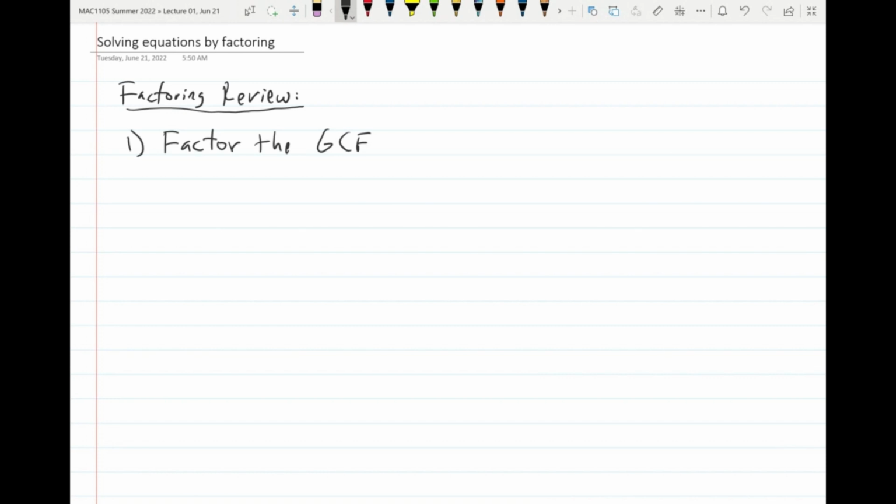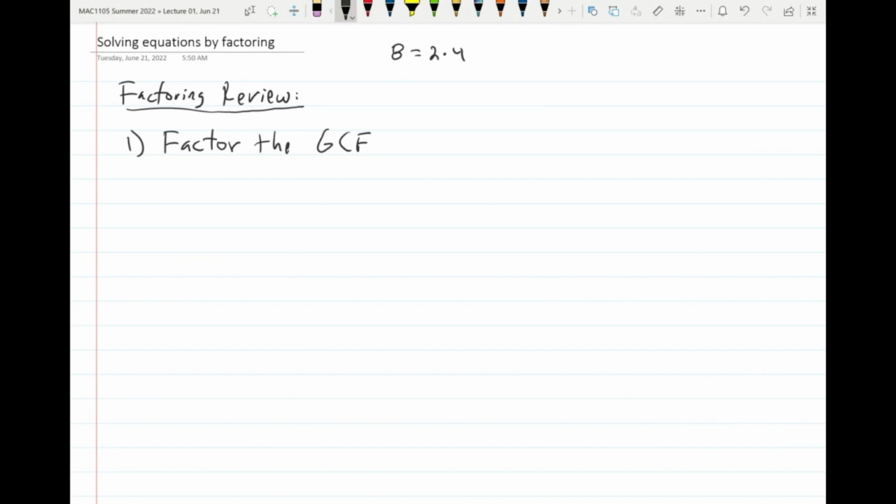To factor something means to write something as a product, right? So for example, if I give you a number 8 and I ask you to factor the number 8, you can write 8 as 5 plus 3, but is that what I'm asking you? No. What am I asking you? To write it as a product. So how do you factor the number 8? There are many ways. You could make it 2 times 4.